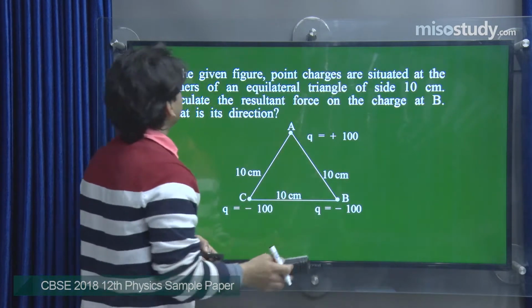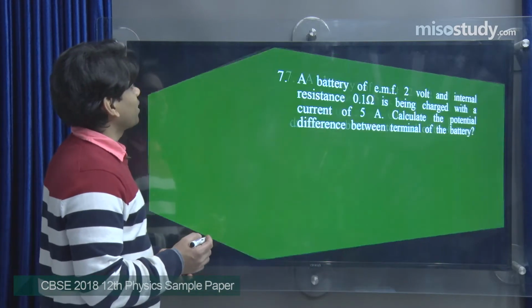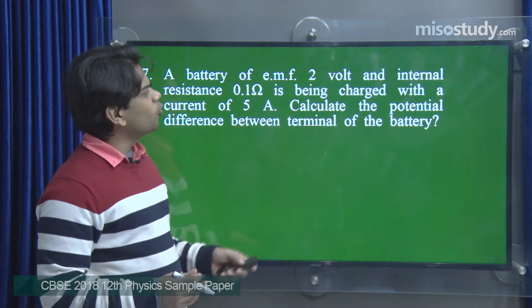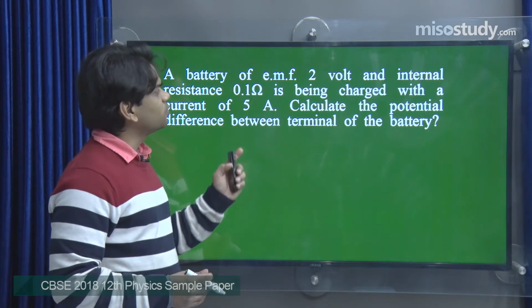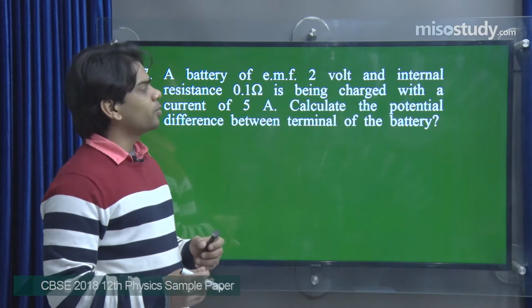Let's go ahead with the next question. Now we'll move to question number 7. You see here a battery of EMF 2 volt and internal resistance 0.1 ohm is being charged with a current of 5 ampere. Calculate the potential difference between the terminals of the battery.